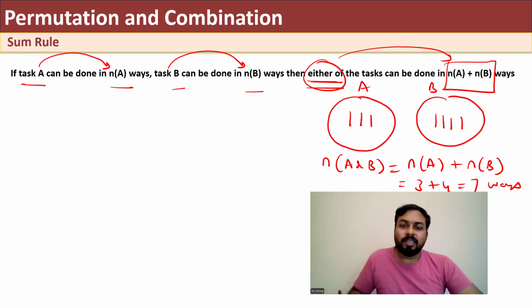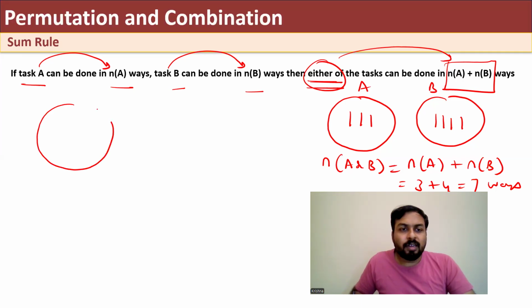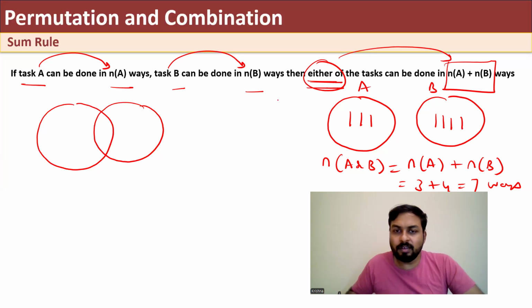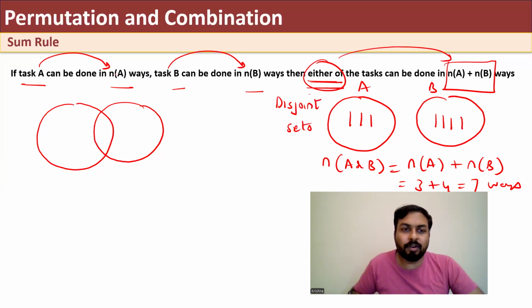Okay. Now there is a small variation to this sum rule. Let's say you have two sets like this, which are overlapping with each other. The example that we have seen here was a disjoint set example where the elements are not overlapping. But you can have non-disjoint sets also, where the elements are overlapping.